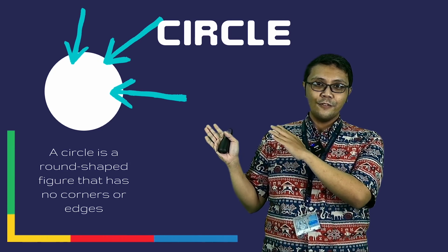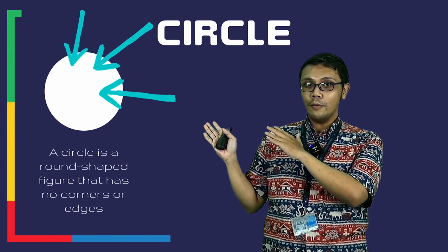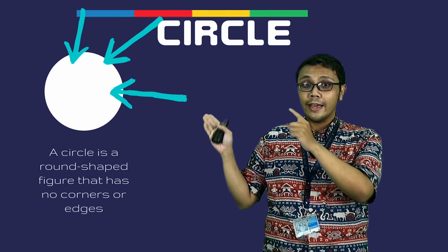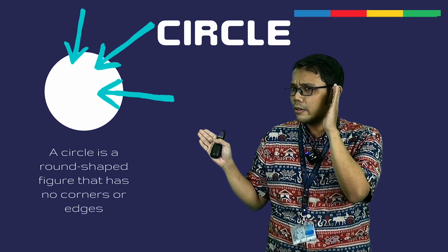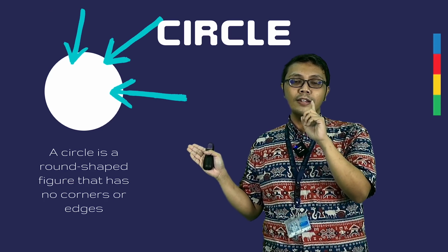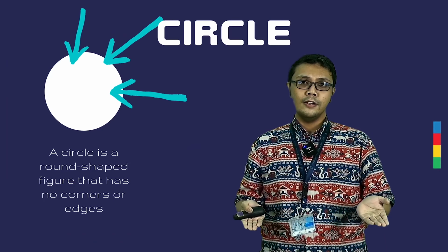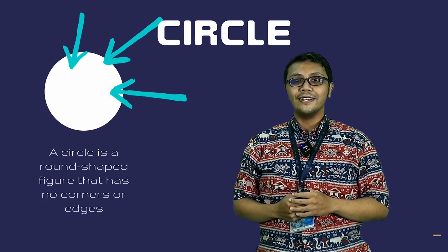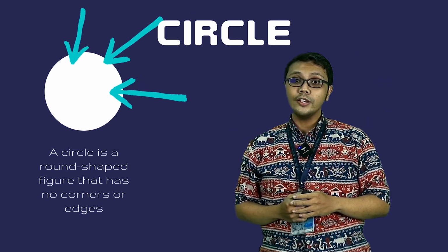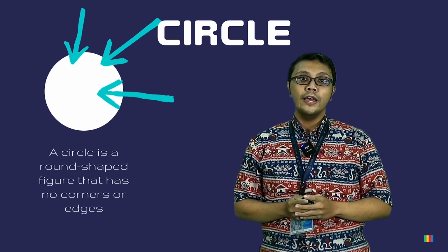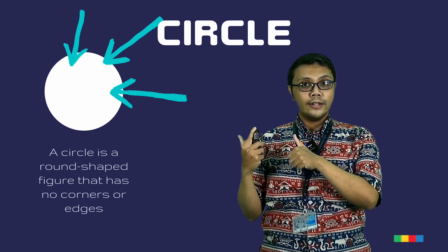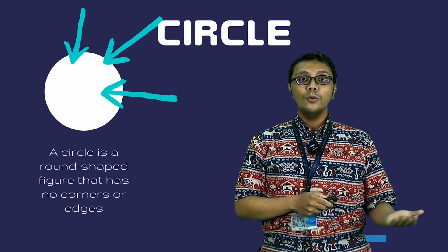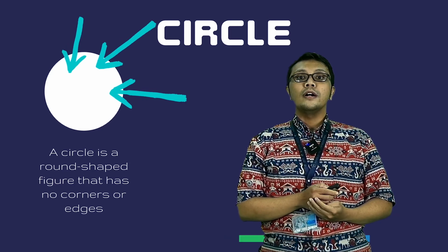So, can you identify any circle that you can find at home? Can you give me one example that you can find at home that looks like a circle? Yeah, the wheel. That's correct. The wheel on your car looks like a circle. Is there anything else? Yes, the hat. Your hat looks like a circle. Yeah, there are a lot. You can mention a lot of shapes in your house that look like a circle. Good job, guys.